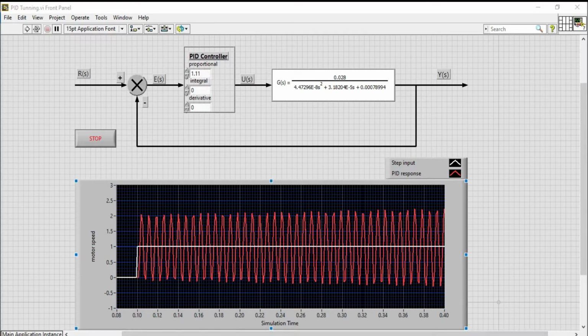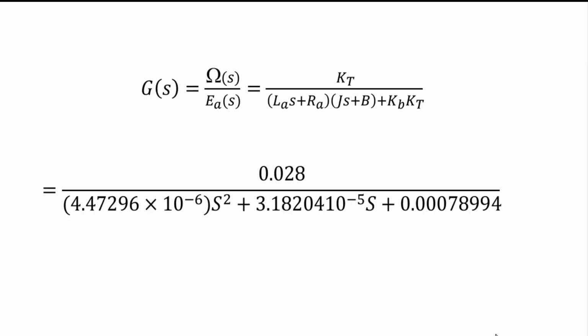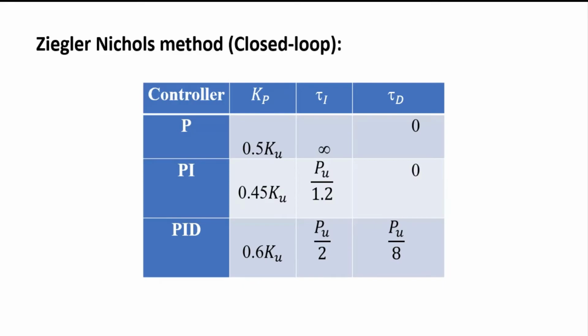I will show you a PPT. Here is my motor transfer function for which I perform the PID controller tuning. This is the Ziegler-Nichols method for a closed loop system. You need to provide two variables: the first one is KU and the second one is PU. KU is called the ultimate gain and PU is called the ultimate period.